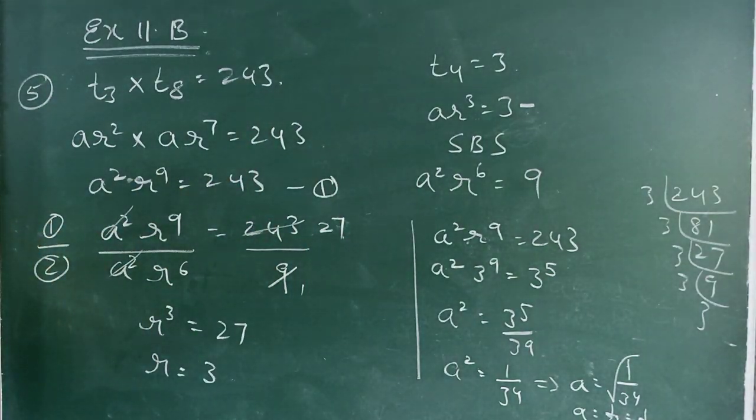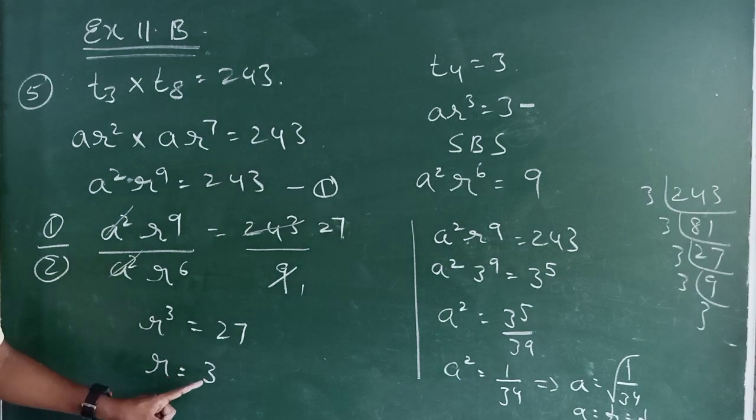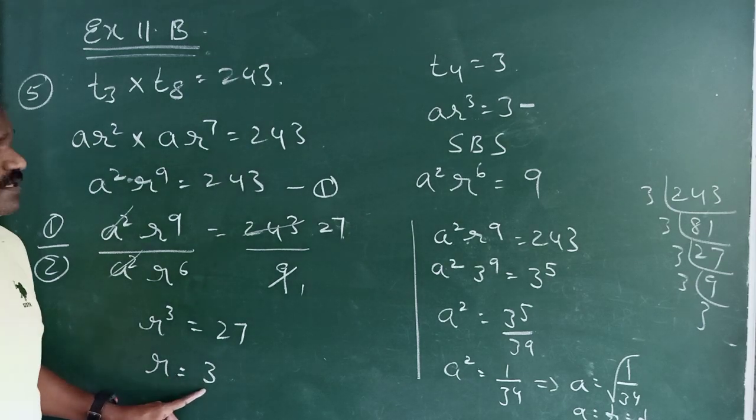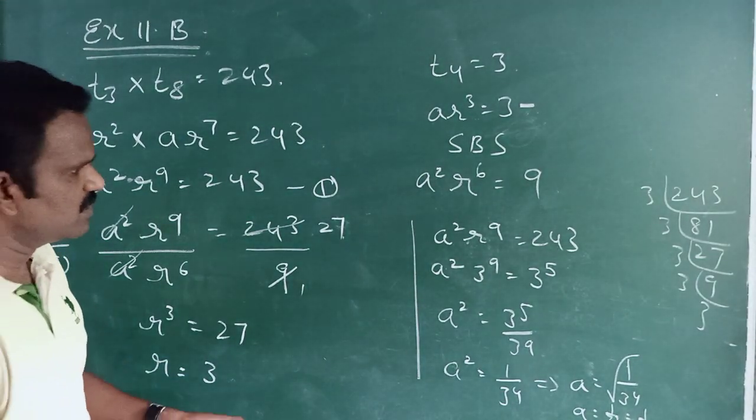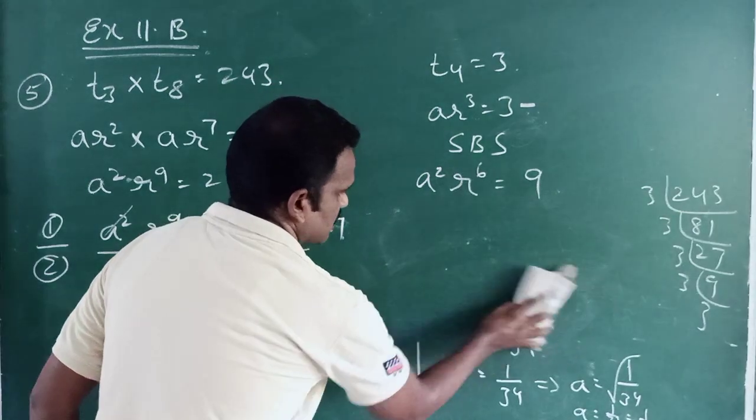Okay. So once again you see, R is equal to 3. R cube is equal to 27. We will do the simple method, otherwise instead of this quick lengthy method, I will do one more method. See.